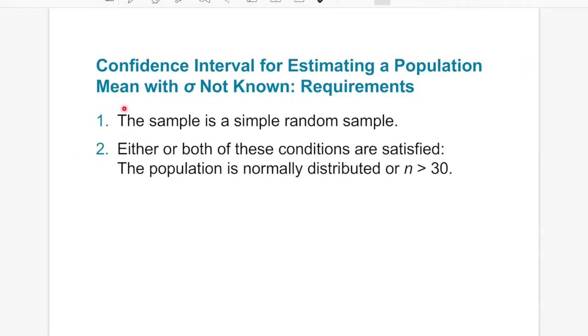Here are the two requirements to construct the confidence interval for a population mean with sigma not known. The sample is a simple random sample. Either both of these conditions are satisfied: either the population is normal or n is greater than 30.